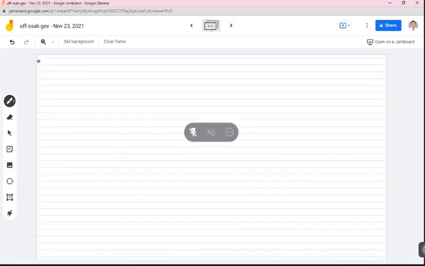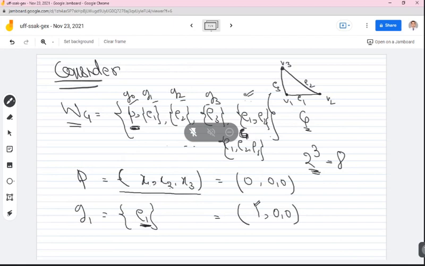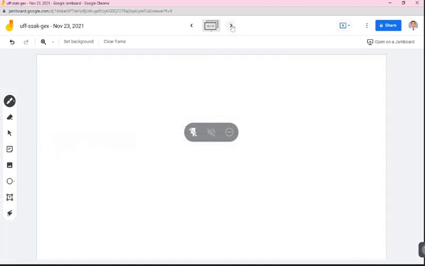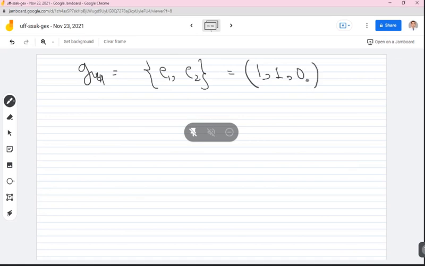Same here. If I take this one, it is G4. G4 is E1 and E2. So we can write E1 is here, so I will write 1 in the graph. E2 is here, I will write 1, and the third edge does not lie in G4, so I will write 0. Okay. If G contains all the edges, E1, E2 and E3, then what is the value of this one? This one is 1, 1, 1.